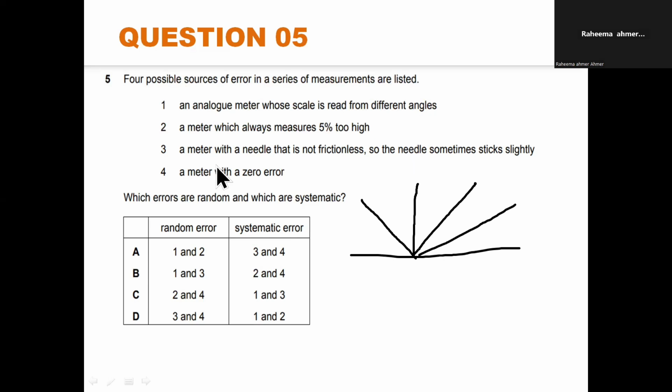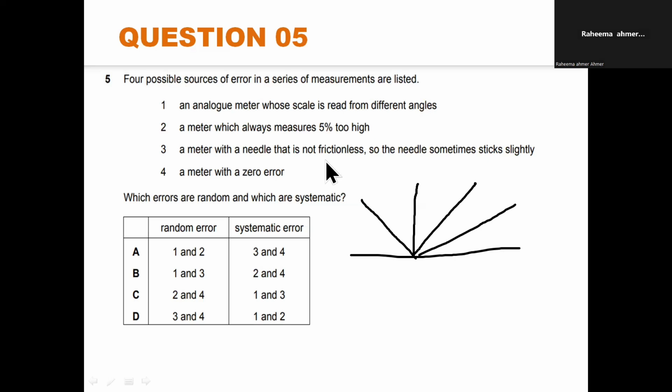Next, a meter with a needle that is not frictionless; the needle sometimes sticks slightly. Now this needle could stick before the true value or after the true value, right? So this won't give you a constant difference between the measured value and the true value. So this is basically random error.